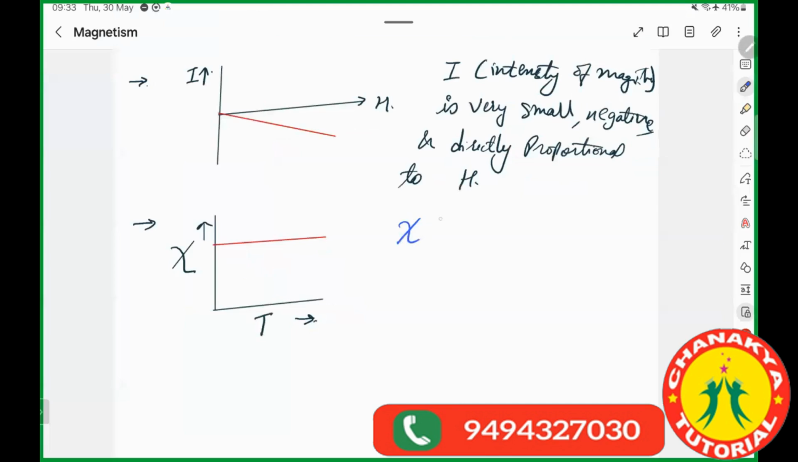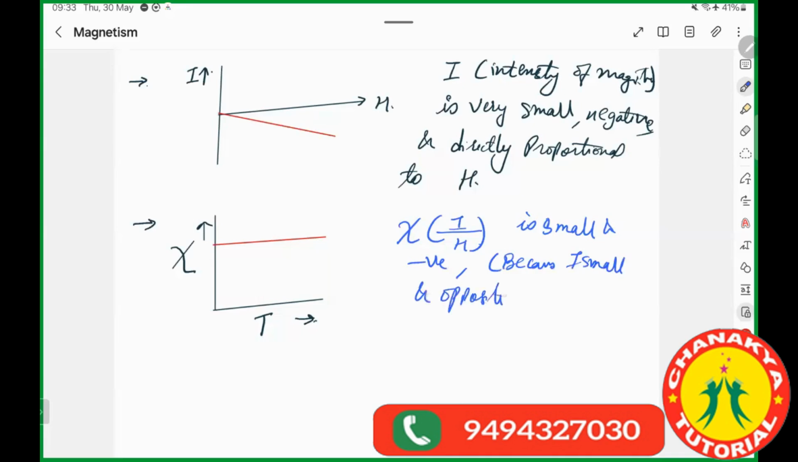Since magnetic susceptibility is I by H, and is small and negative, because I is small and opposite in direction to H. So it does not depend on, or we can say independent of, temperature.